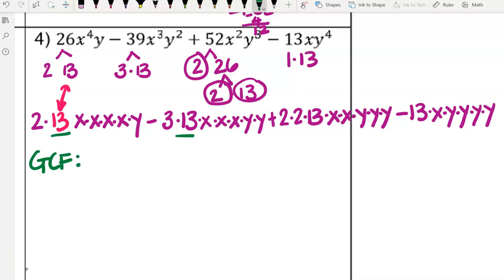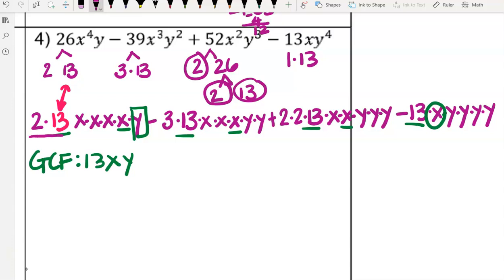All right, so the GCF for this question is going to be, they all have 13 in common, so take that out. Then they all have x's, just the question of how many, right? What's the biggest one that can go in it? So it looks like they all have at least one x. So 13x, and they all have at least one y in it. What's the biggest number that we can divide from each one? So the GCF is 13xy.